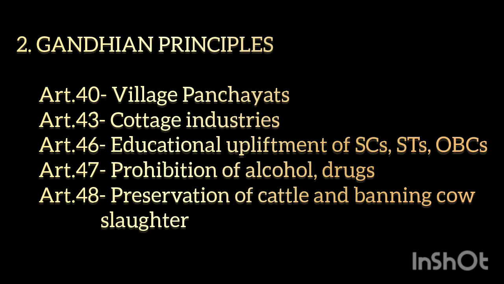Second, Gandhian principles. It's inspired by Mahatma Gandhi's ideals, focusing on village economy and rural upliftment. Article 40, village panchayats. Article 43, cottage industries. Article 46, educational upliftment of SCs, STs, OBCs. Article 47, prohibition of alcohol, drugs. Article 48, preservation of cattle and banning cow slaughter.